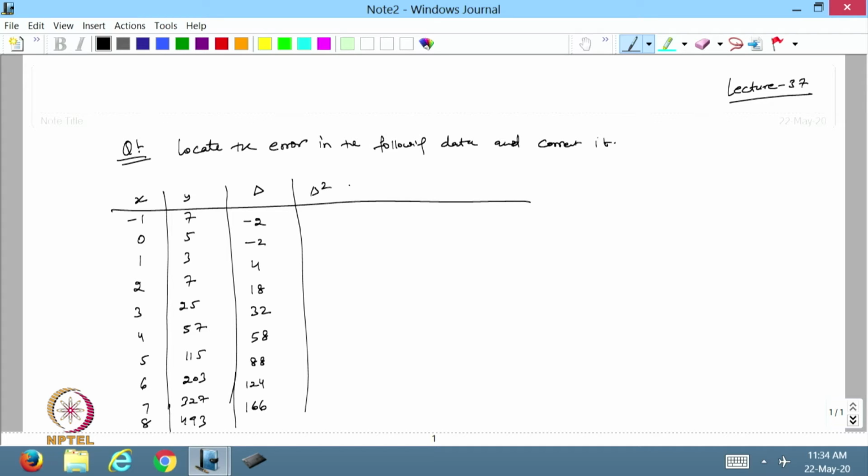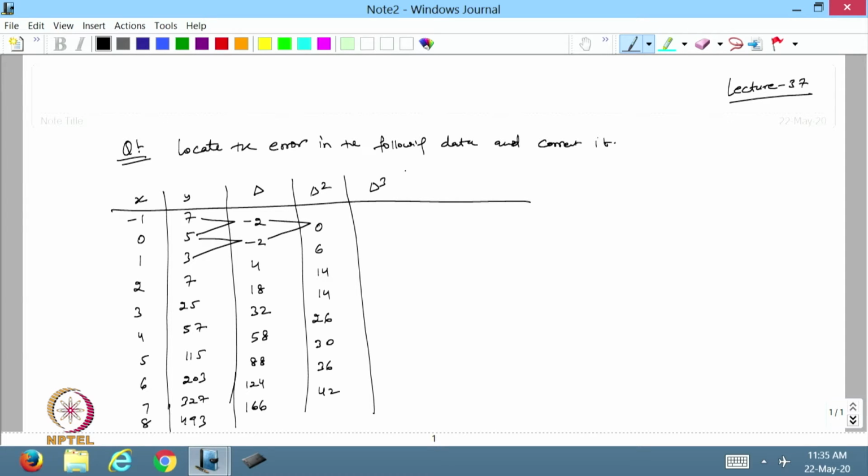Then I take the second difference. So, the second difference will be 0, then 4 minus 2 is 6, this is 14, this is again 14, this is 26, that is 30, that is 36 and this is 42. I am writing these values in between the previous values. So, that is the way we can write the table.